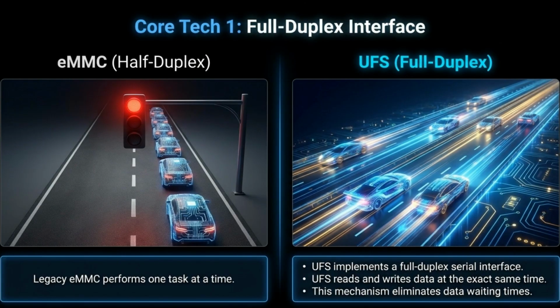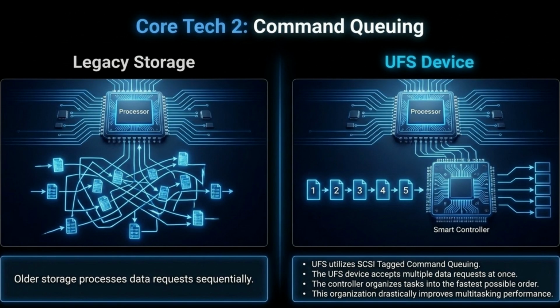A core advantage of UFS is its full-duplex interface. Unlike eMMC, which handles data one way at a time, UFS reads and writes data simultaneously, effectively eliminating data waiting times. UFS also employs SCSI-tagged command queuing.